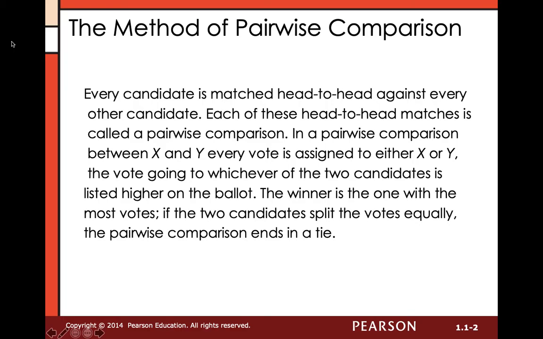In pairwise comparisons, every candidate is going to be matched head to head against every other candidate. Each of these head-to-head matches is called a pairwise comparison. In a pairwise comparison between candidates X and Y, every vote is assigned to either X or Y, going to whichever of the two candidates is listed higher on the ballot. The winner is the one with the most votes. If the two candidates split the votes equally, then the pairwise comparison ends in a tie.